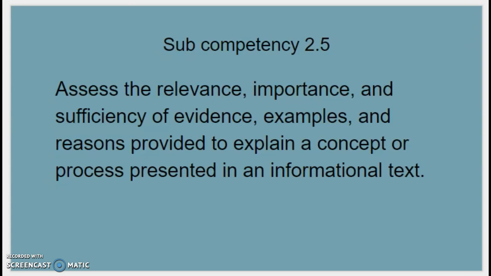Subcompetency 2.5. Assess the relevance, importance, and sufficiency of evidence, examples, and reasons provided to explain a concept or process presented in an informational text.